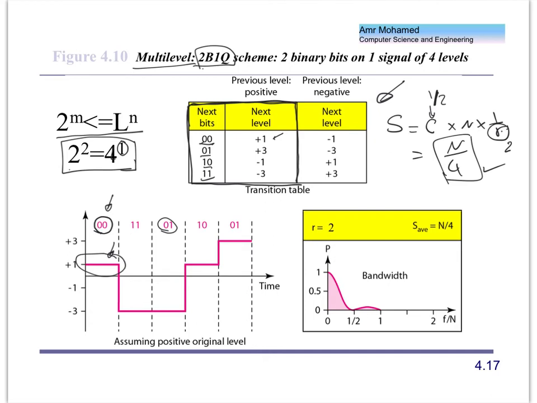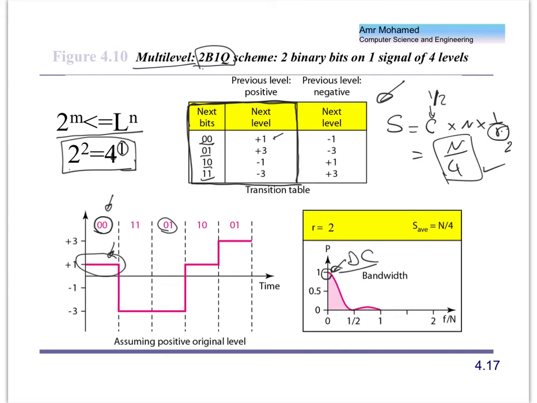And again, the same voltage level for a long period of time is bad, right? Because it causes baseline wandering, it causes a DC component, okay? And it has no self-synchronization. And that's why here you have a clear DC component, right? The DC component here is high, right?